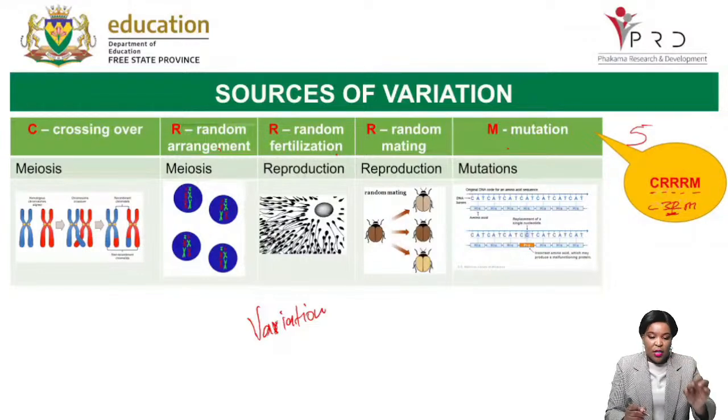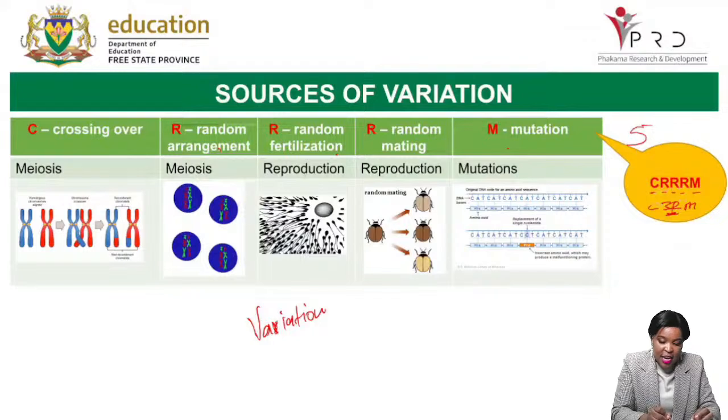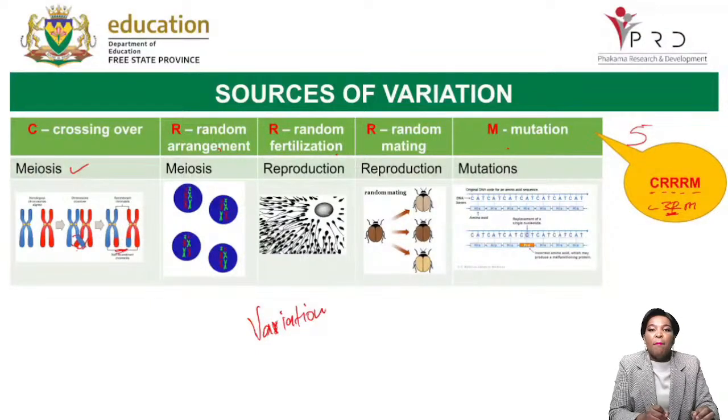So the first source will be crossing over. Where does crossing over take place? In meiosis. So you know what crossing over is? It is where non-sister chromatids are touching or overlapping at a point called the chiasma and exchanging genetic material.